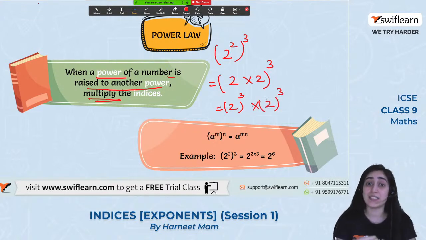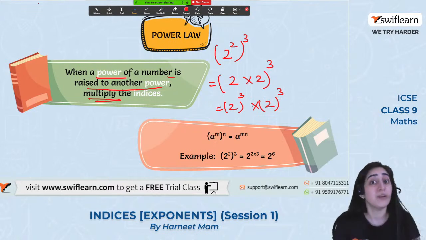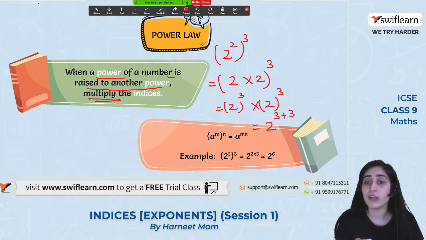Now I know when bases are same the powers can be added. जो हमने एक प्रॉपर्टी यूज करी थी, मल्टीप्लिकेशन की लॉ यूज किया था, अभी किया था ना हमने, प्रोडक्ट लॉ. So that means that we can say 2 raised to the power of 3 plus 3. We got the value 2 raised to the power of 6.